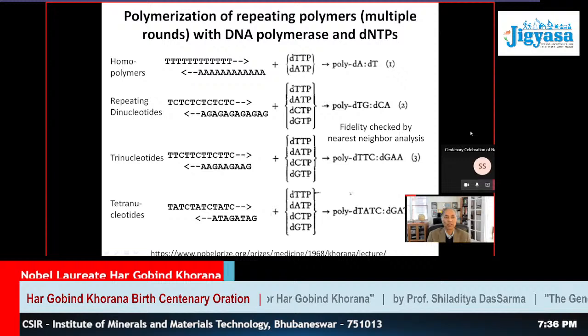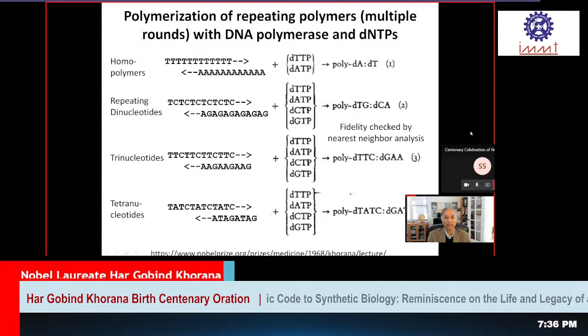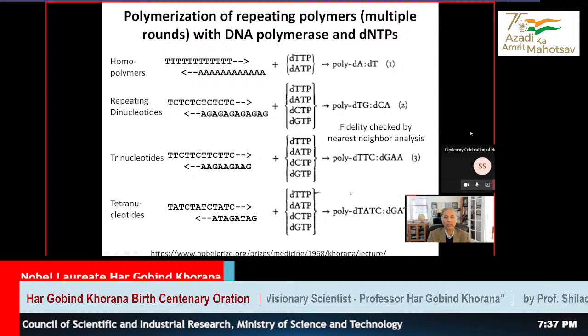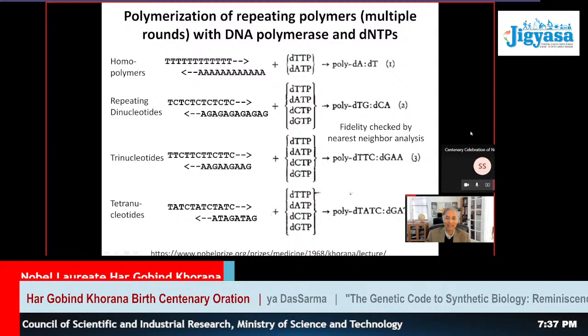So this slide shows the polymerization of the repeating polymers through multiple rounds using DNA polymerase and deoxynucleotide triphosphates. So if you use a homopolymer, say poly T and poly A, hybridize those, add DNA polymerase with dTTP and dATP, you would obtain a polymer, a DNA essentially, of poly A hybridized with poly T.